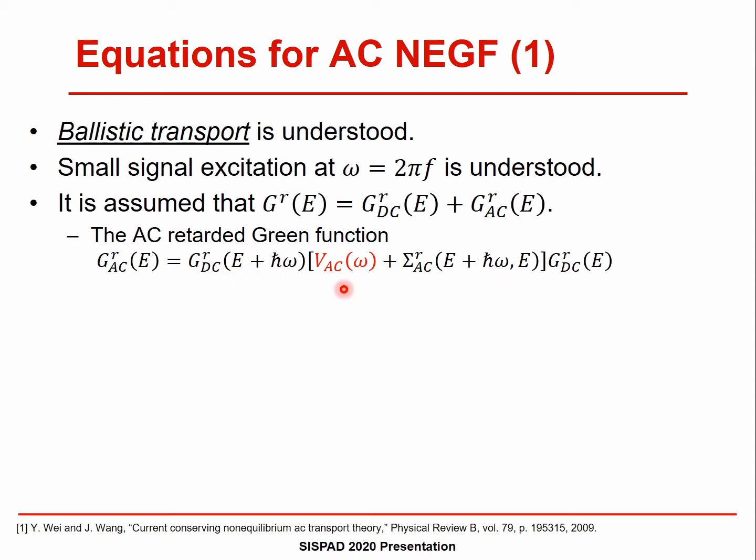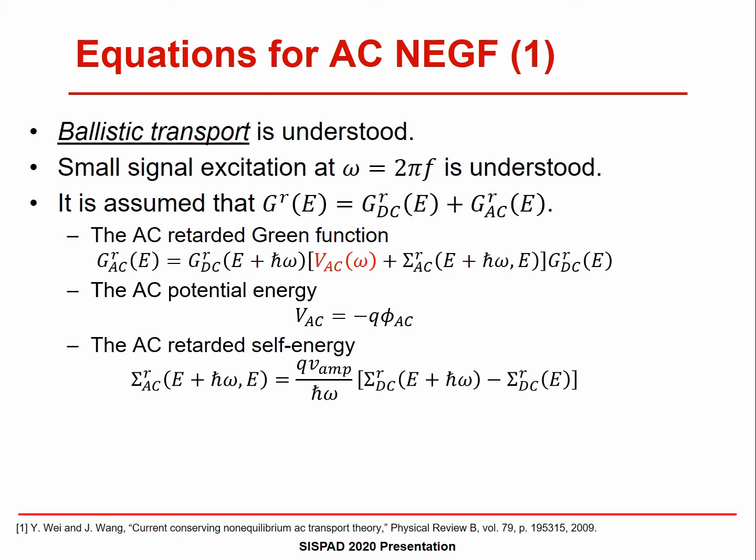this equation. Let me introduce some notes about this equation. First, the first term in the right hand side is G^R at E plus half omega. It is not G^R at E. Also, the AC potential energy V_AC appears. Of course, V_AC is determined by the Poisson equation. Finally, the AC retarded self-energy is related with the DC retarded self-energy.